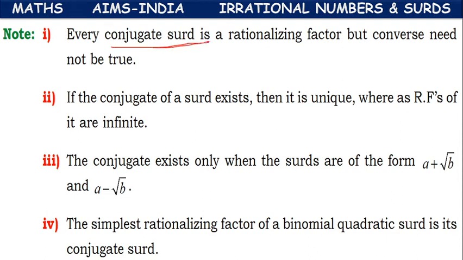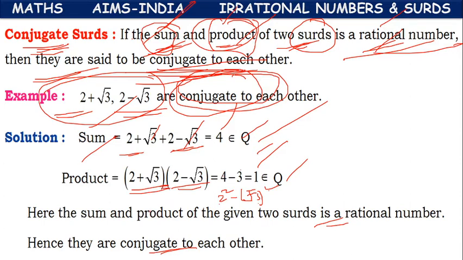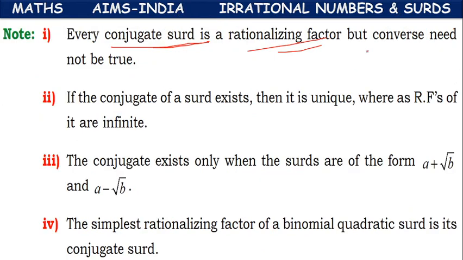So every conjugate surd is a rationalizing factor. Here, as we do the product, a rational number is coming. So that's why this is called a rationalizing factor. So the conjugate surds are said to be rationalizing factors. But all rationalizing factors cannot be conjugate surds.